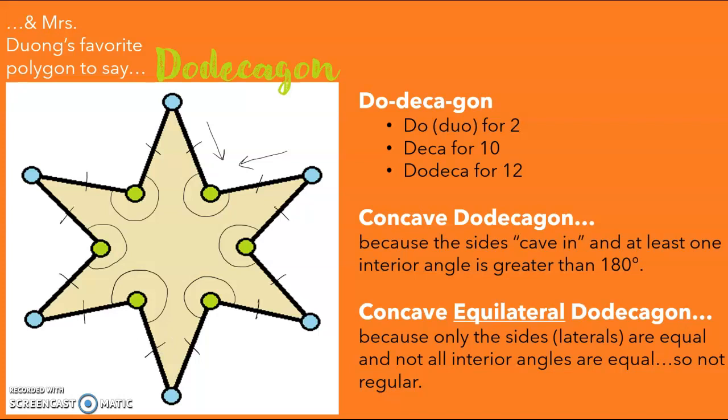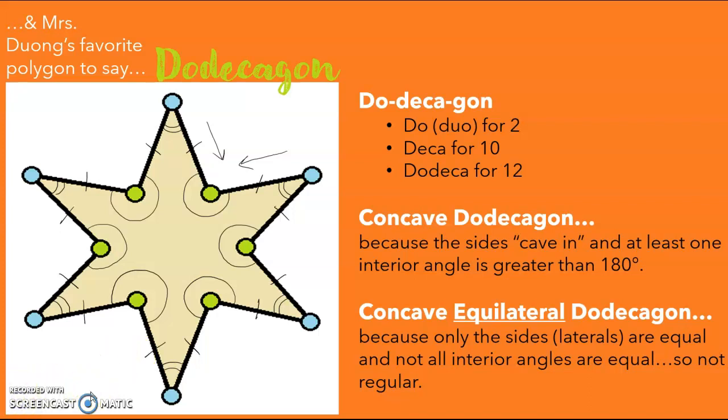Not all the interior angles are equal because we have some interior angles that are greater than 180 degrees, and we have some interior angles that are less. So we have 2 different sizes for interior angles. Because not all the interior angles are equal, this is not a regular dodecagon. It is just an equilateral dodecagon.